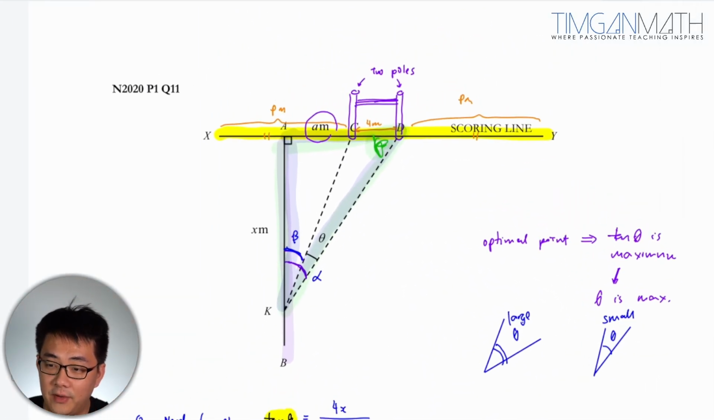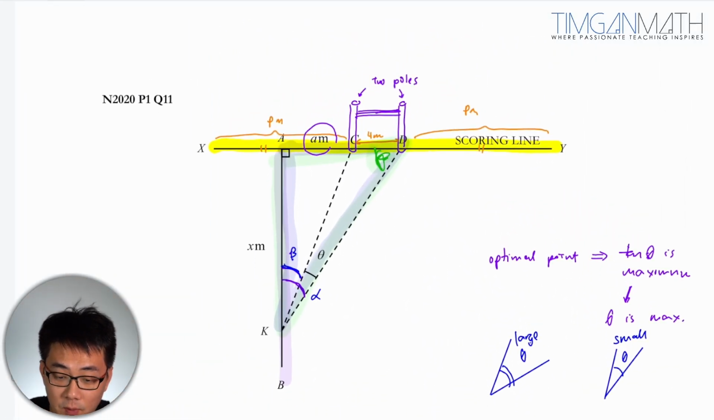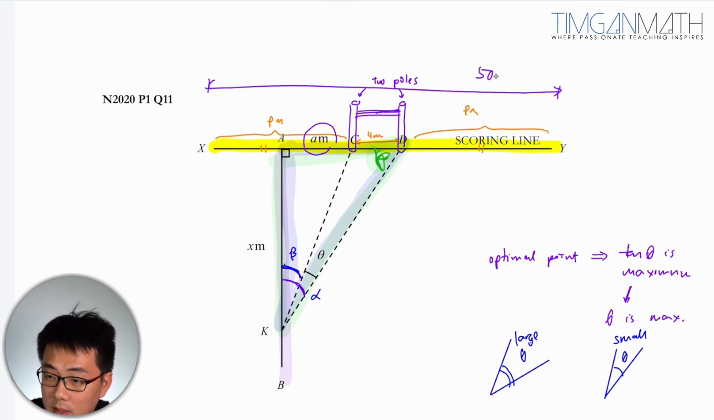So let's look at part 5. It's given that the length of scoring line XY is 50 meters, so it's here. After which, find the range in which the optimal angle lies, as the location of A varies between X and C. Now this is 50 meters and we know that this is 4. We know that A can range from 0, but of course not equal to 0. Point A can vary from here to C.